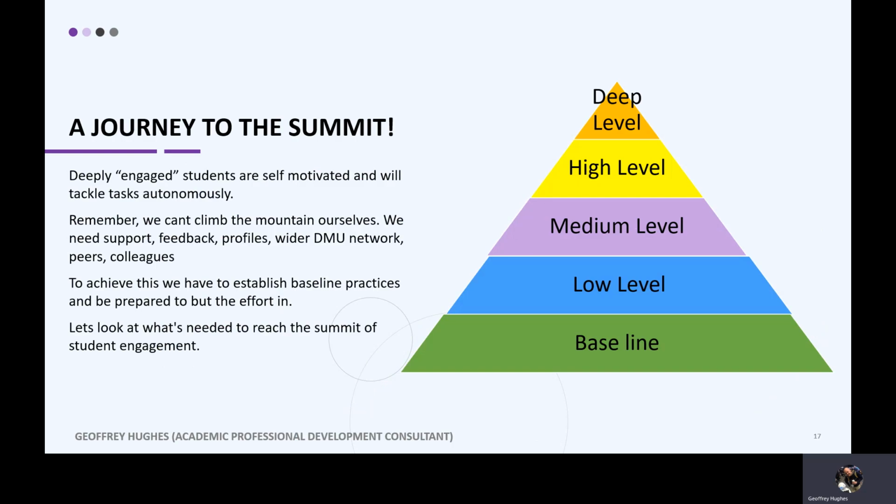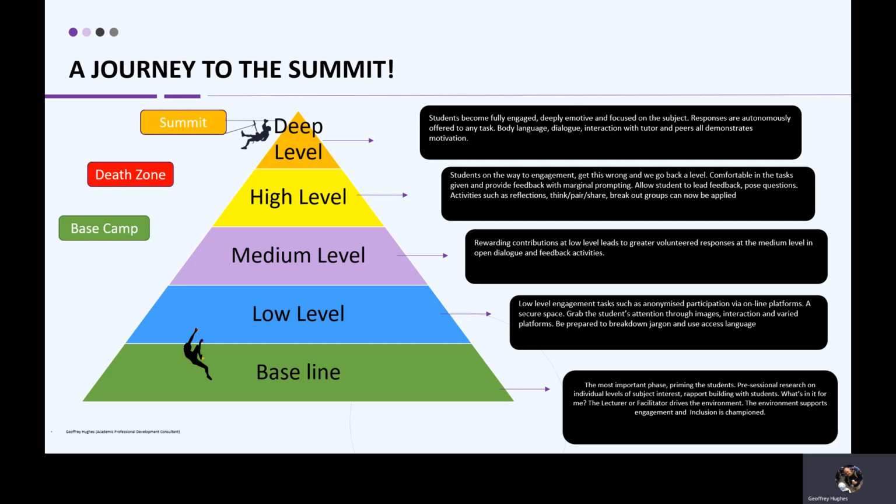So we can start to come back to the Everest analogy now. We start to look at, okay, how are we going to get to that summit? Well, we need to think about the process and the journey. We're not going to be able to climb the mountain for ourselves. We're going to need support. We're going to need feedback. We're going to need support from our colleagues. We're going to need our wider network of academic support across the faculties. And then we need to look at establishing a baseline, all right, foundations. Everything builds off foundations. So we need to look at a baseline, and we need to work up our levels until we get to the summit. And when we get to the summit, that is when we're going to get engagement.